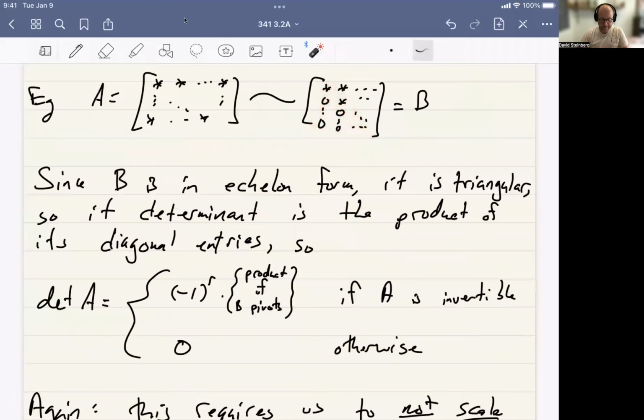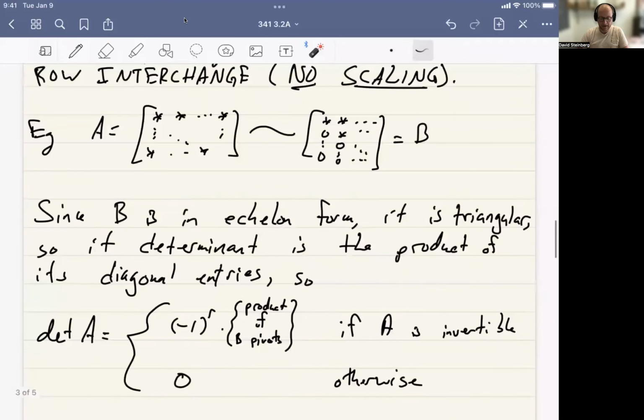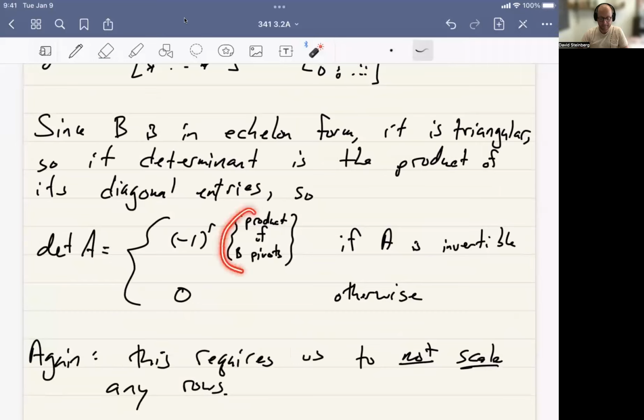Since the determinant of B is just the product of the diagonal entries, and since we haven't scaled at all, our only option is that we pick up exactly the determinant of B, with a negative 1 for each time we use a row interchange. And so we end up getting that the determinant of A in this situation is negative 1 to the R times the product of the B pivots when A is invertible, and 0 otherwise. And here R is the number of row interchanges.